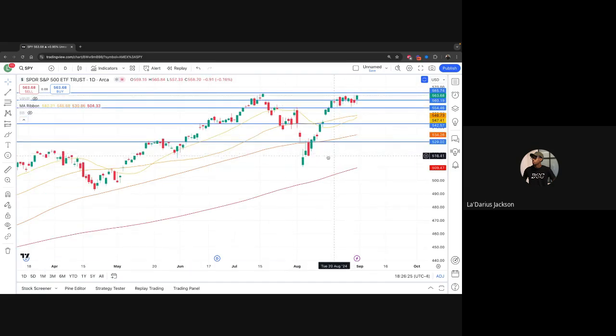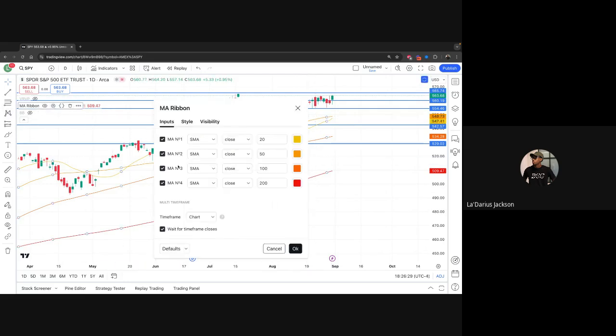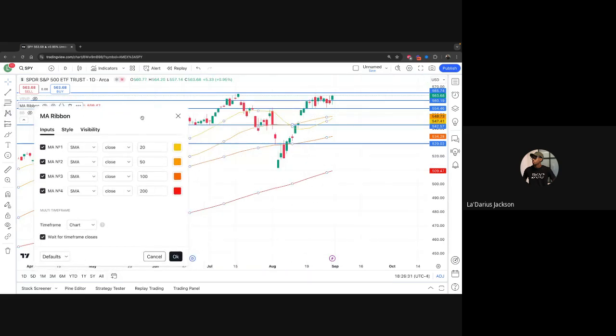All right. The MA ribbon. The MA ribbon is short for moving average ribbon. Really simple setup. You can make it complex if you want to, but the setup that I'm showing you is extremely simple. And you even have options on how many moving averages you want to look at. So what is a moving average? A moving average is just the average stock price over any given period of time.